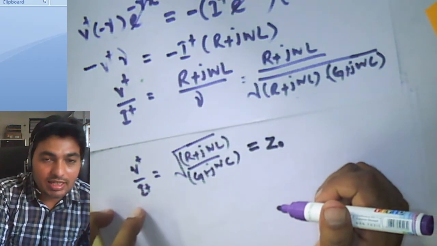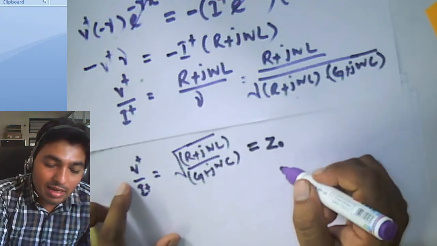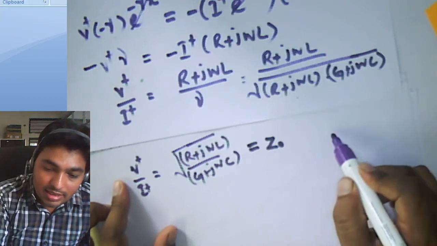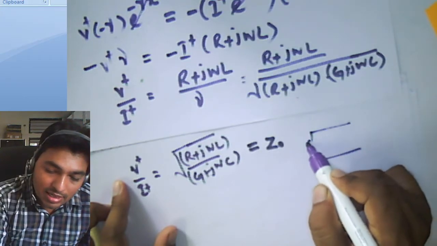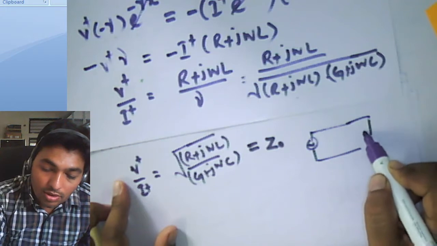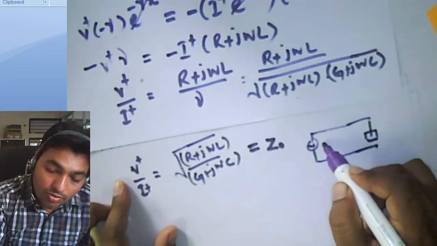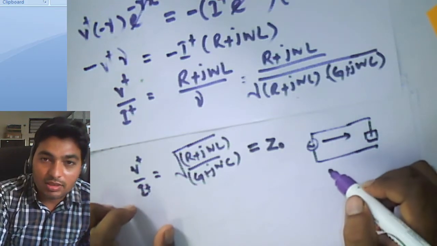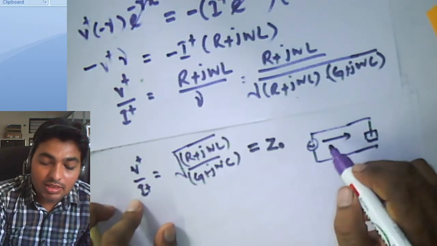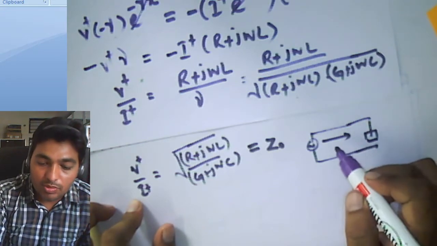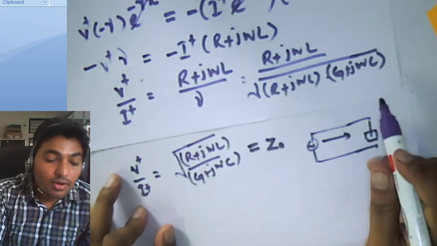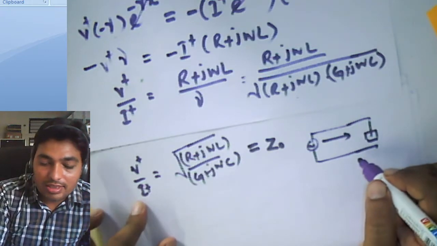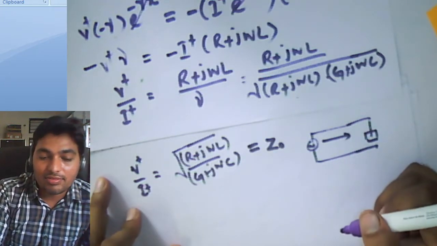And what is V plus and I plus? V plus is the amplitude of the wave which is propagating in the forward direction in a transmission line. So this is our transmission line. We have source here and we have load at this end. So the wave which is propagating in this direction will have a positive V plus. So this is V plus and I plus is the amplitude of the wave which is propagating in the forward direction, while the I minus and V minus are the amplitudes of voltage that will be propagating in the reverse direction.